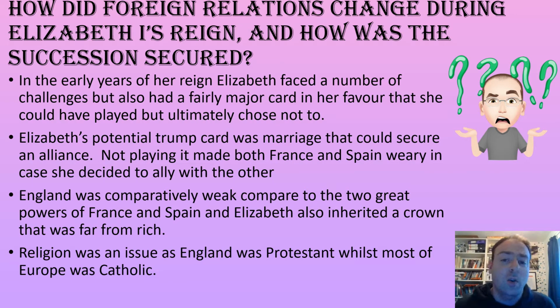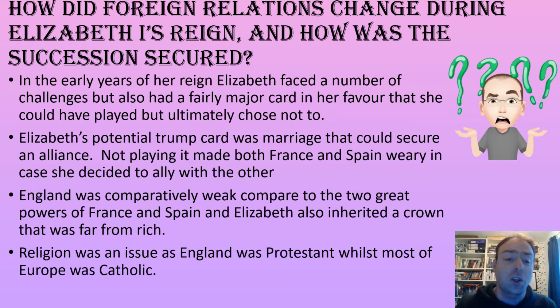So in the early years of her reign, Elizabeth faced a number of challenges, but she also had a fairly major card that she could play. It could have had a really big impact if she played it, but also quite a big impact by her not playing it, and that tells me what she chooses to do. This trump card is marriage.